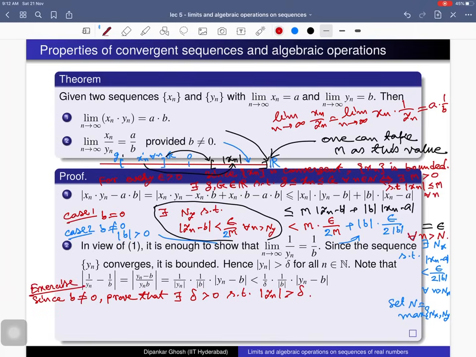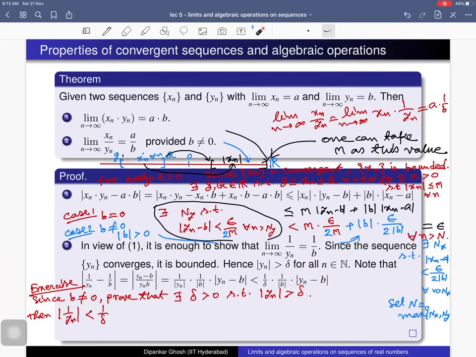So since b is the limit, b satisfies the epsilon-n condition, and using that one can find a positive real number delta such that the absolute value is greater than delta, then this absolute value is less than 1 by delta. Therefore, this distance is just this one, and we can take this thing out. So it is 1 by mod yn times 1 by mod b times this absolute value, and this quantity is less than 1 by delta, and this is the same as this. So we have control over this distance.